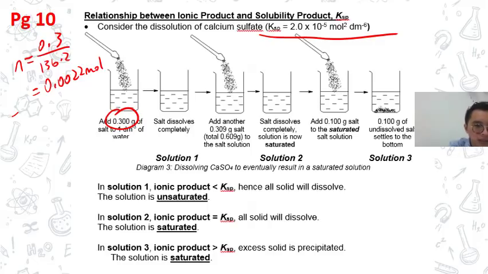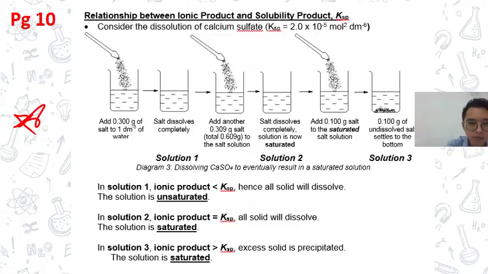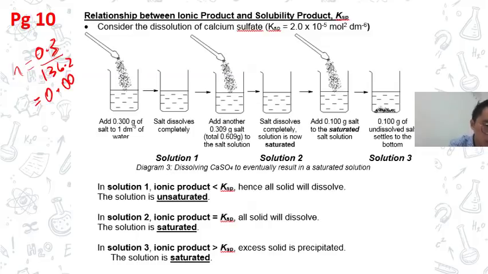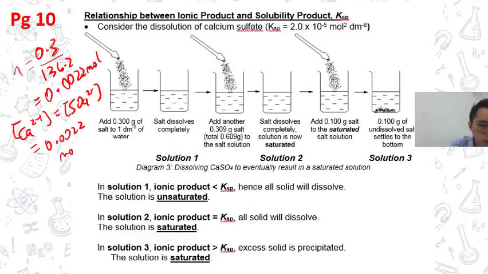It's dissolved in 1 dm³ of water, which means, assuming that all of this dissolves, let me rewrite this. Your n is equal to 0.3 over 136.2, which will be 0.0022 mole. And it's dissolved in 1 dm³ of water, so therefore your calcium 2 plus equals your sulfate concentration, which is 0.0022 mole per dm³.